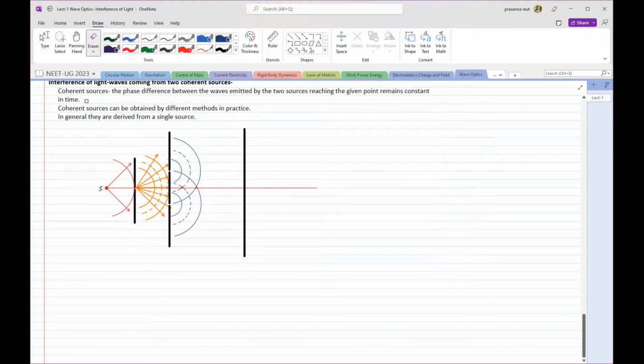तो यहाँ पे ना मुझे सारे क्रेस्ट ऑन क्रेस्ट, ट्रफ ऑन ट्रफ आते हैं, तो इस पॉइंट पे कुछ भी करके क्रेस्ट ऑन क्रेस्ट या ट्रफ ऑन ट्रफ आएगा. सो व्हाट आई विल सी हियर इज अ ब्राइट पॉइंट. क्या दिखेगा मुझे यहाँ पे, ब्राइट पॉइंट दिखेगा इस पॉइंट पे.